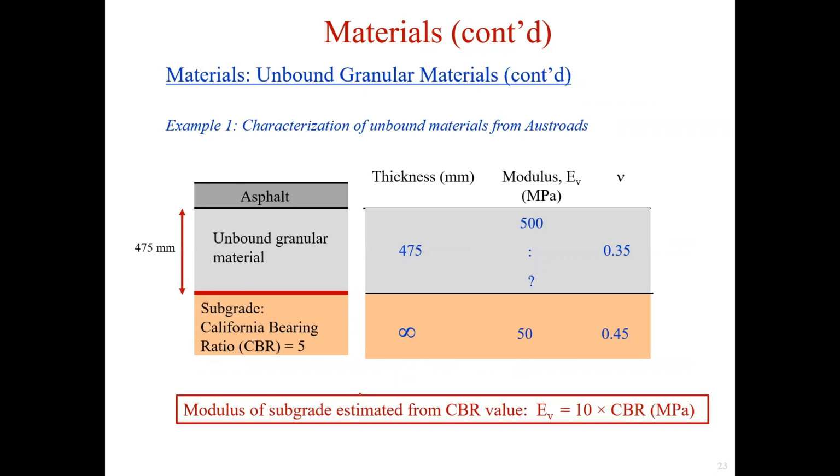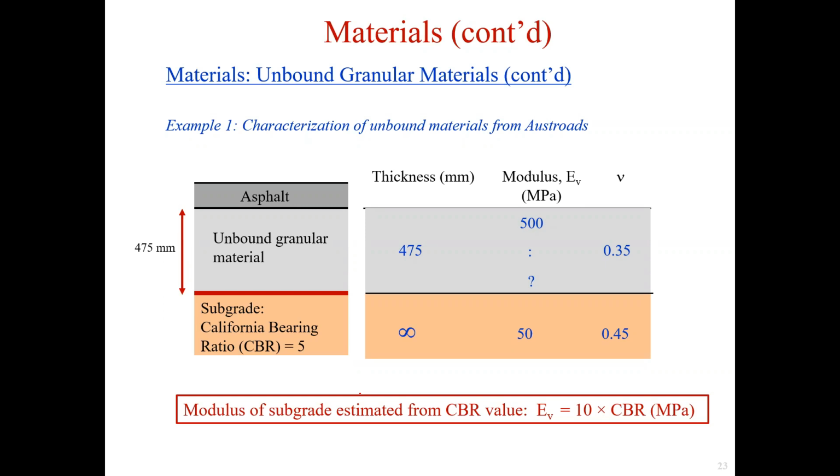Now let's look at one example. So in this pavement structure, the granular material is in direct contact with the subgrade, so sublayering is needed. We need to firstly work out the vertical modulus of the subgrade. The California bearing ratio, CBR, provides an indicator or index of the shear strength. Here we have CBR of 5 for subgrade. The unbound granular material has thickness of 475 millimeter.